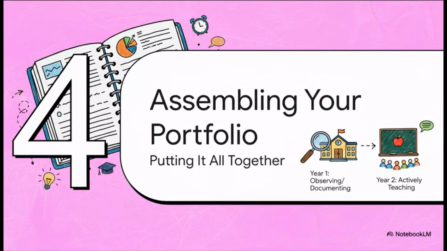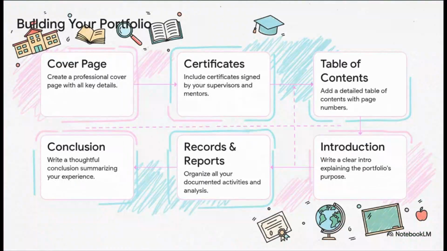Okay, you've done all the hard work. You've observed, you've taught, you've reflected for 2 full years. Now for the final leg of the race, putting it all together into one single, polished, professional portfolio. The best way to think about this is like you're creating a book. You start with a great cover page and your official certificates. Then you need a table of contents so people can actually find things. Your introduction sets the stage, your conclusion wraps everything up, and all of your amazing reports and records, well, those are the core chapters of your story.